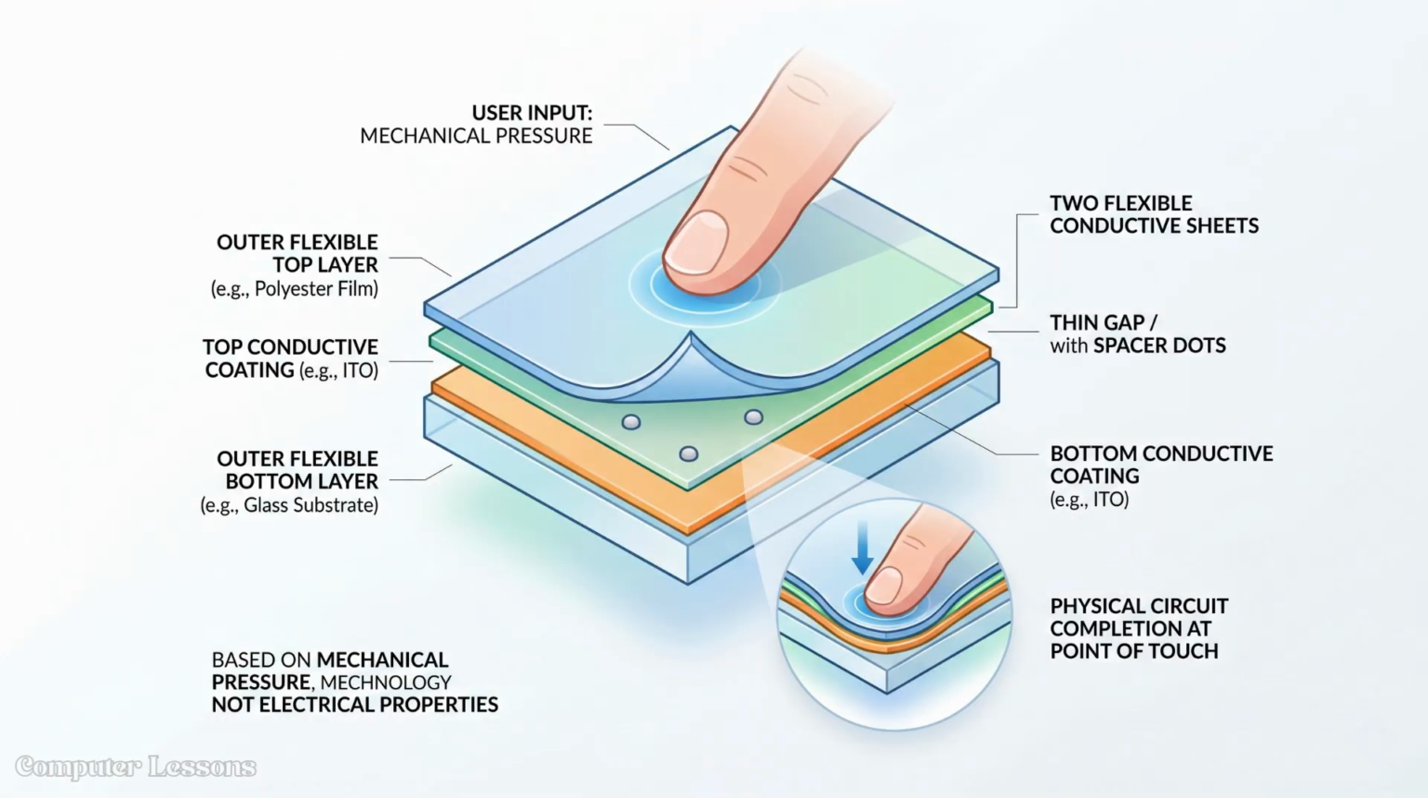The most common technology is the resistive touchscreen, which functions based on mechanical pressure rather than electrical properties. It consists of two flexible layers coated with conductive material, separated by a thin gap. When you press down, you physically force these two conductive sheets to touch.